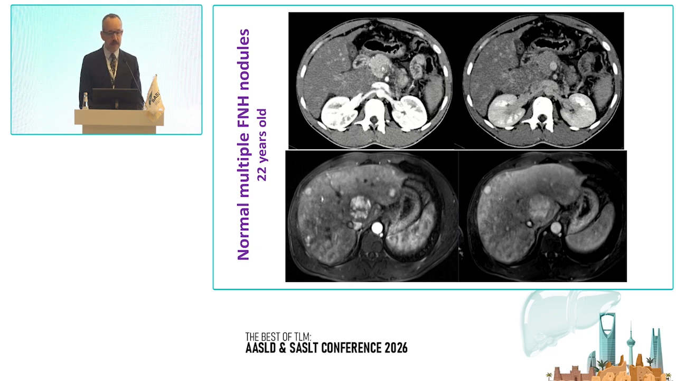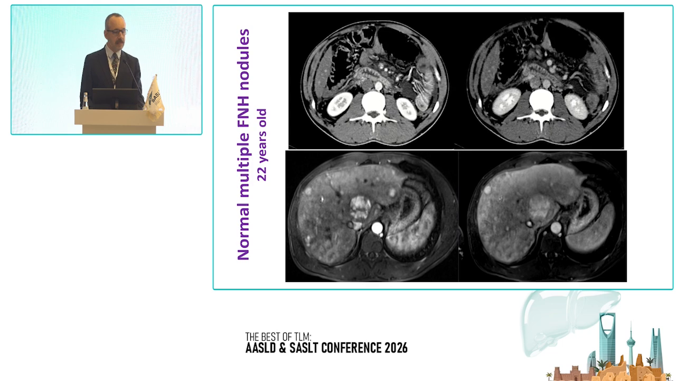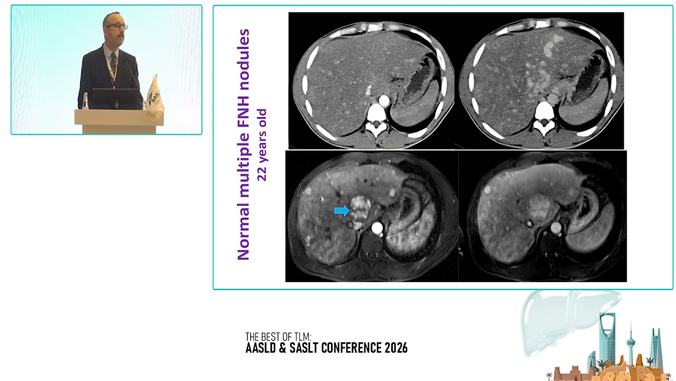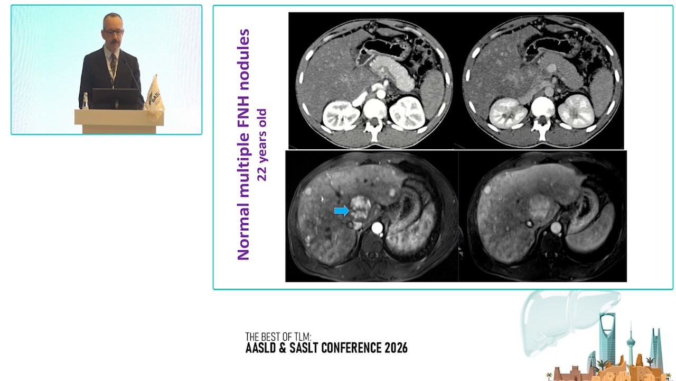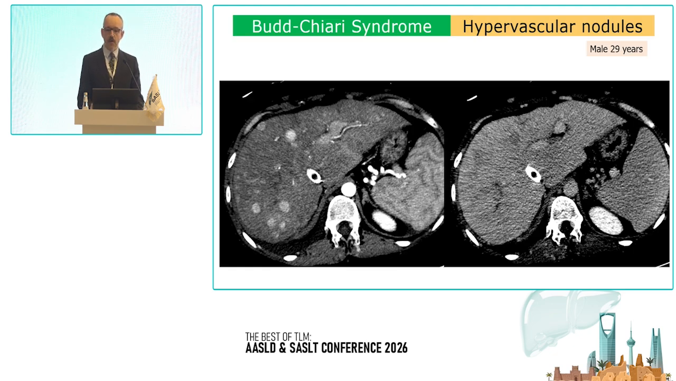Below, you see the same patient in MRI. Again, hyperenhancing in the arterial phase. Some of them may have a central scar. This is not very common, but we can see that. See this other case, a male 29 years old. So again, we see innumerable arterial enhancing nodules. But what happens in the portal venous phase? One of the lesions is washing out. This is not common for FNH. And these lesions we are saying are like normal FNH. But this is not common.